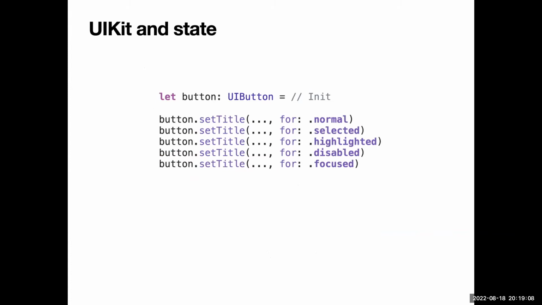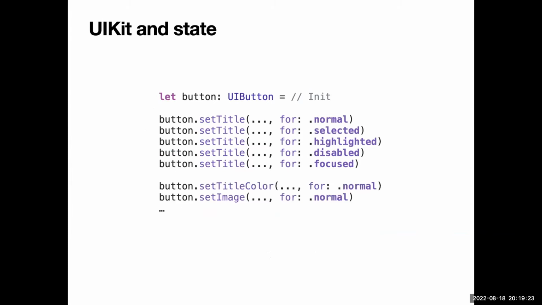Oh, state, there's finally the magic word. UIButton, when we configure it, there's already well-known API. You should all have seen that in the past at some point. Button set title, whatever for, normal, selected, highlighted, disabled, focused, and there's more API for color, for image. So we are somehow coding, do something for a specific state. That's good. We will work with that.